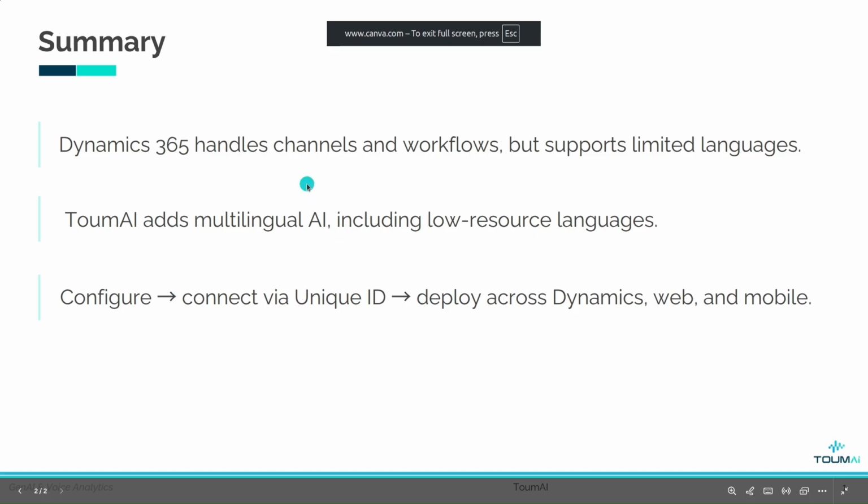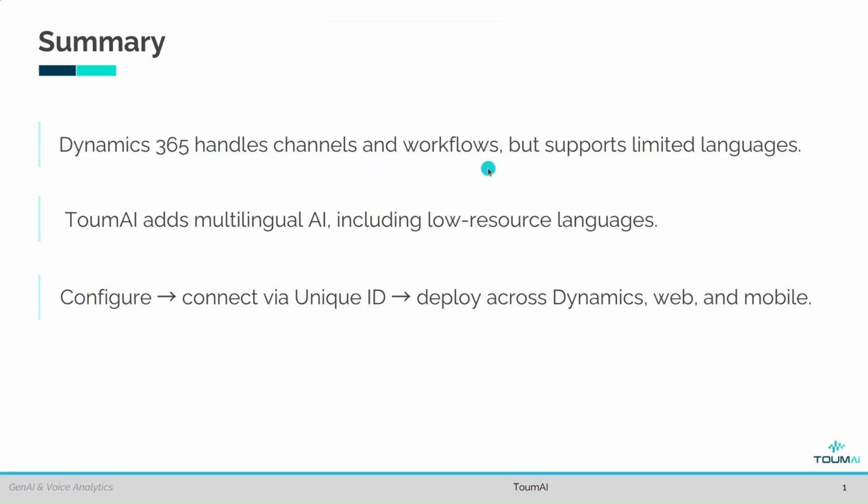So in summary, Dynamics 365 Customer Service provides the core conversational channels and workflow structure, but its native language support is limited to high-resource languages. That's where ToumAI SaaS solution comes in. It extends this by enabling multilingual AI assistants focusing on low-resource languages. So you can configure your AI assistant with prompt, escalation variables, and knowledge base, and connect it seamlessly back to Dynamics 365 using the generated ID, and embed the chat channel into your websites or mobile applications.